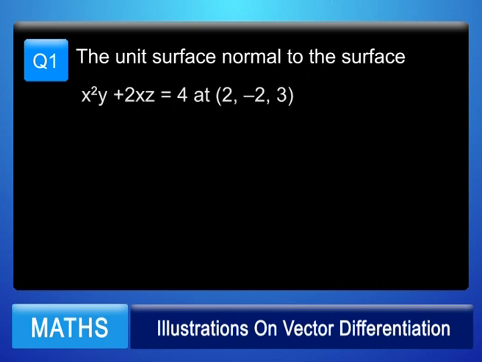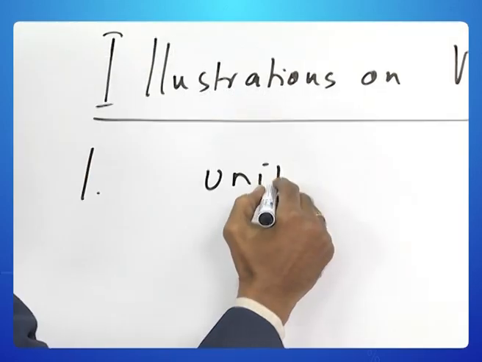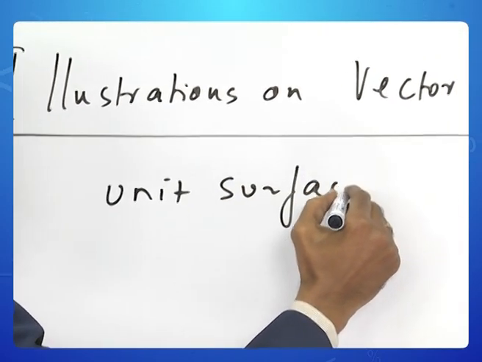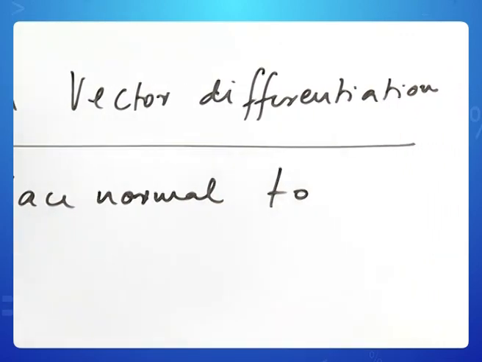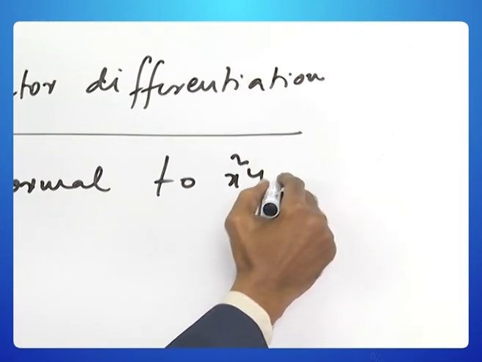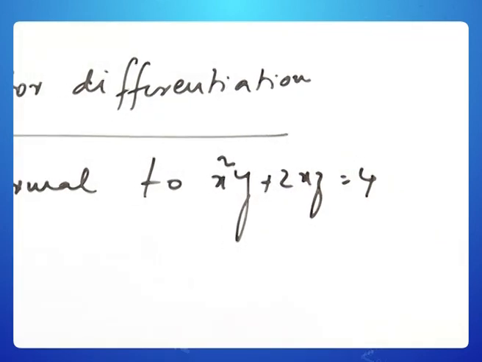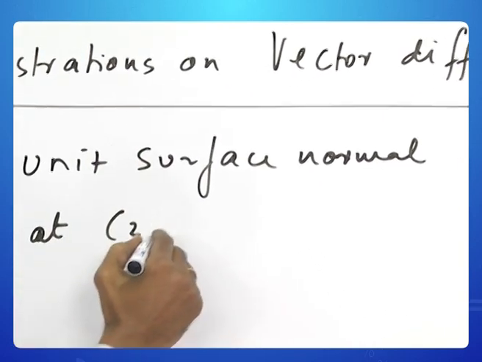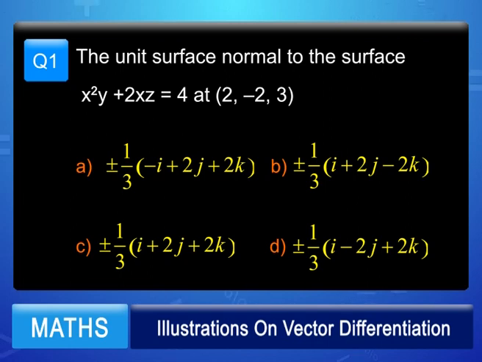In question number 1, we are interested to find the unit surface normal to a given surface. So find the unit surface normal to x squared y plus 2xz is equal to 4, at a given point (2, -2, 3). This is the question.